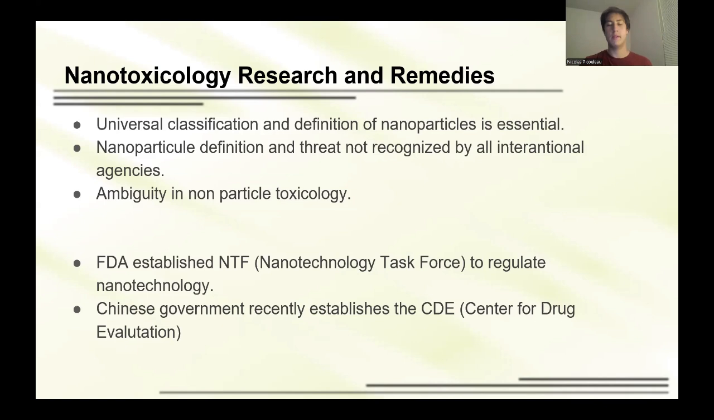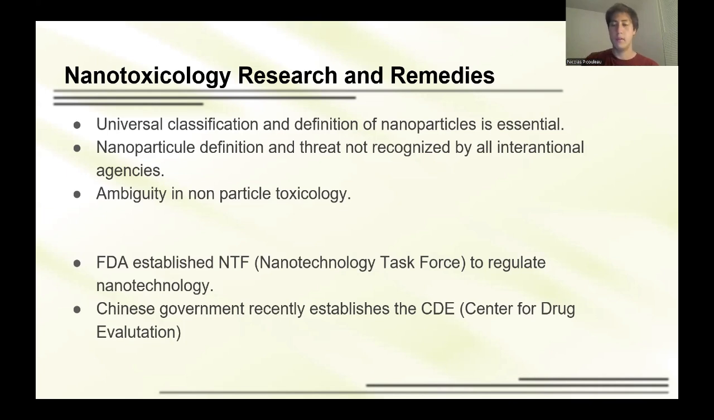There have been various agencies which have been tasked with studying and managing nanoparticle contamination. So here in the US, the FDA established the NTF, or the Nanotechnology Task Force, to both regulate the manufacturing of nanoparticles as well as to head the decontamination and the study of nanotoxicology. And relatively recently, the Chinese government established the CDE, or Center for Drug Evaluation, for a similar goal: to both manage nanoparticle saturation and manufacturing, as well as to find new ways to treat nanoparticle contamination.